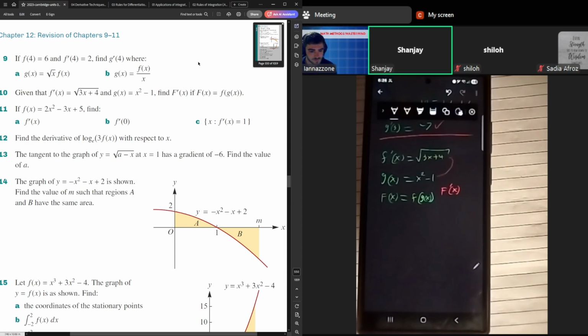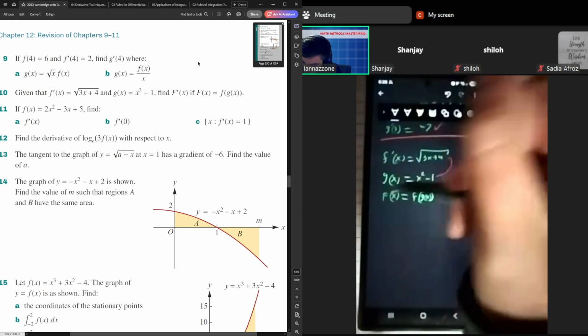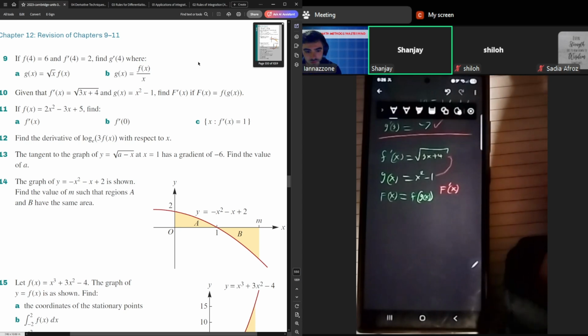Wouldn't you antiderive the f dash x equation? Antiderive would not. So the dash notation is for derivative. It's a bit weird here because I've used a capital F for this. Usually you'd antiderive the lowercase f.